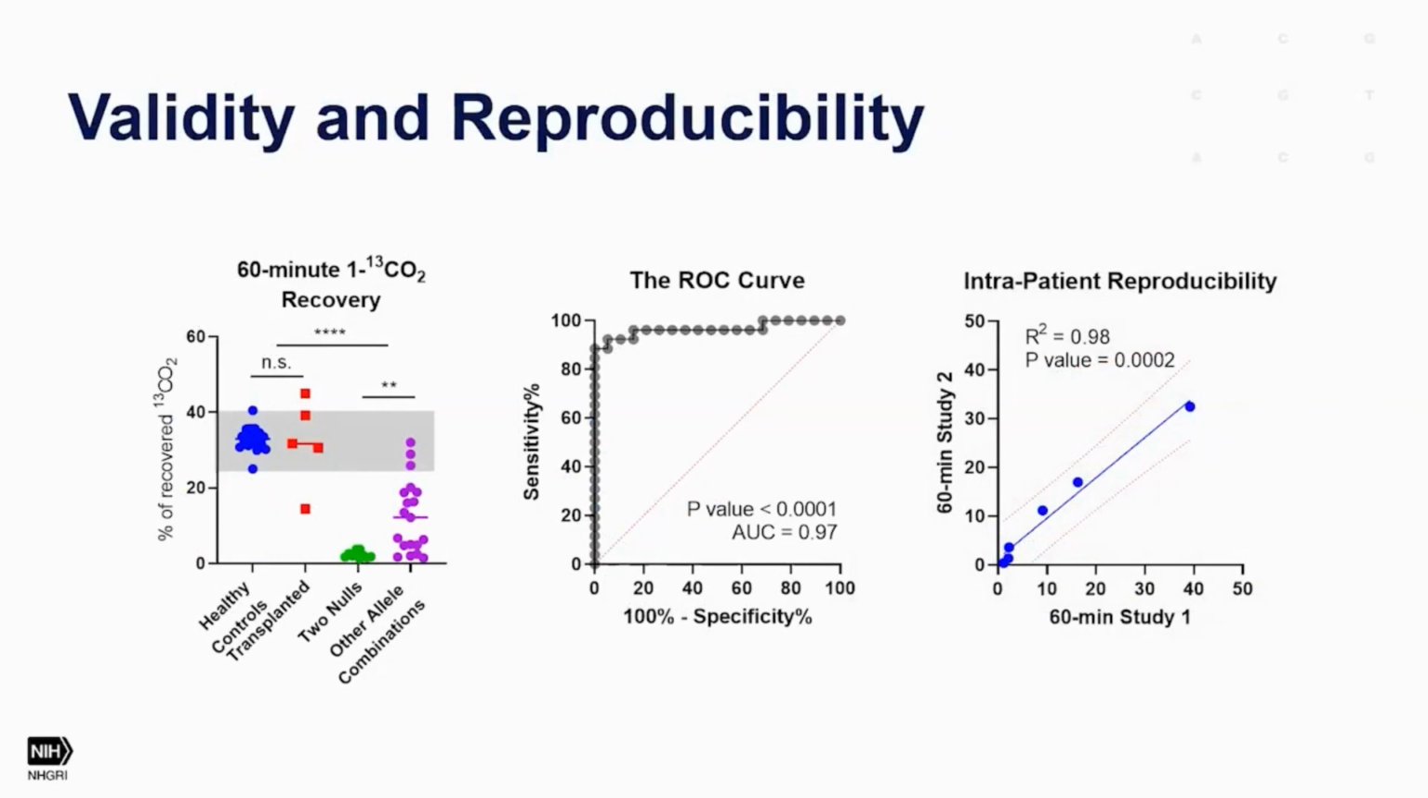Furthermore, in vivo labeled propionate oxidation shows significant improvement and even complete correction in liver transplanted propionic acidemia subjects, as well as strong intrasubject reproducibility.